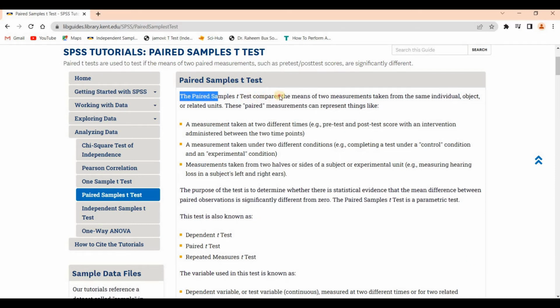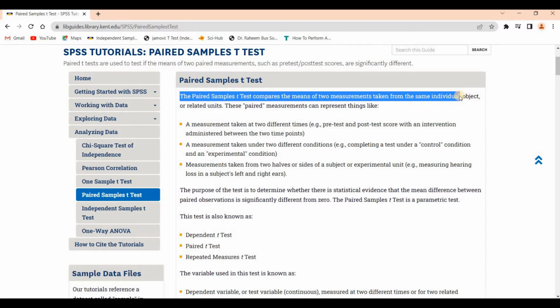The paired sample t-test compares the means of two measurements taken from the same individual. So we are taking two measurements from the same subject. The subject can be an individual, an object, or other related units, which are related with each other. The main thing here is that we are going to compare the means. These means have been taken at two different times, but the subject must be the same. That means the respondents must be the same.